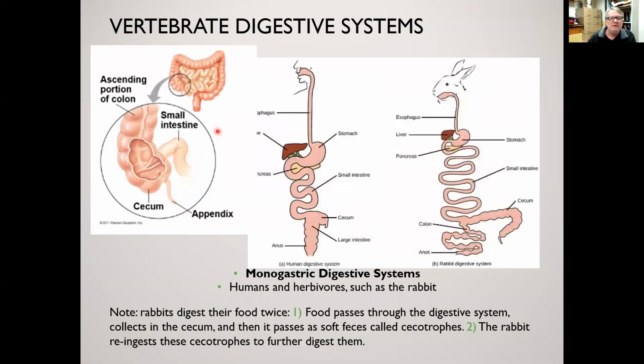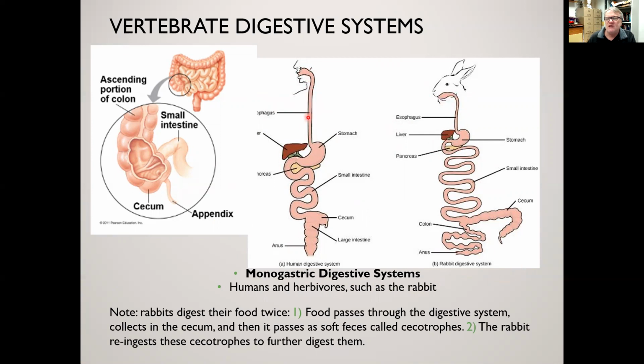But then we're going to talk quite a bit about the vertebrate digestive system in the next lecture. But here we have a comparison of a human digestive system and a rabbit digestive system. And these are both called monogastric digestive systems. So humans and herbivores, for example, a rabbit, will have this type of digestive system, a true alimentary canal. And notice that we share the same structures.